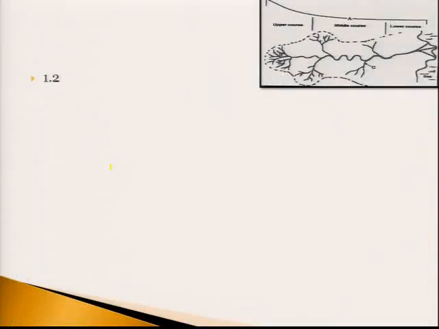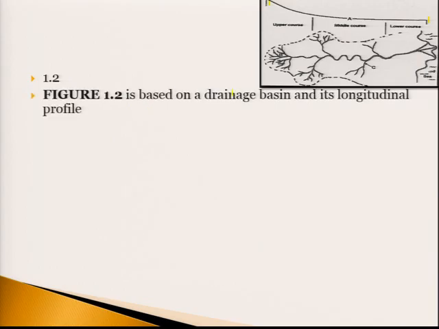Let's go to question 1.2. Now we've got your Figure 1.2. Figure 1.2 shows us the longitudinal profile from the source to the mouth: upper course, middle course, and the lower course. Your speed will be fast, then lower, then average, and you start to have a reduction in the speed towards the end of your river. Now, question 1.2 says, study this figure based on the drainage basin and the longitudinal profile.